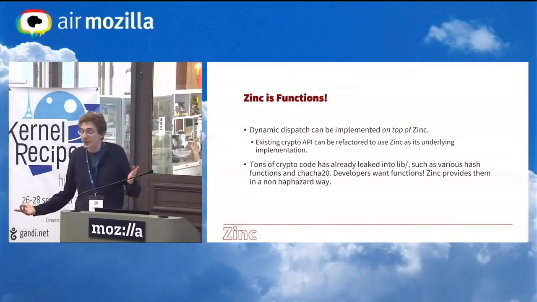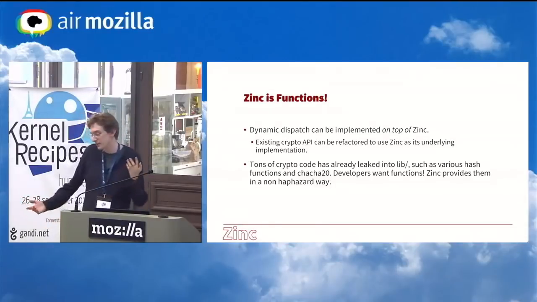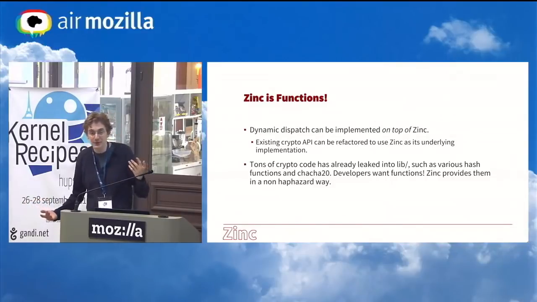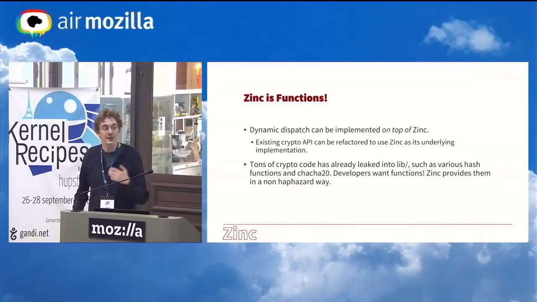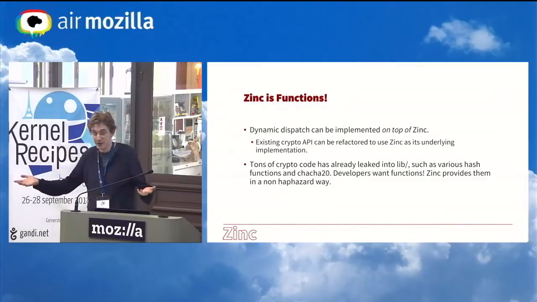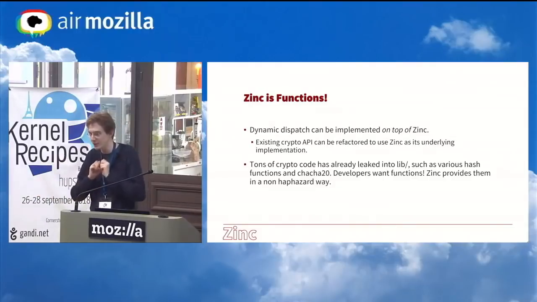But people might want dynamic dispatch. I mean, I don't really like cipher agility, but other people do, and there are existing systems that do have that, like dm-crypt and IPsec. You have plenty of good quasi-legitimate use cases for that. And so you could implement dynamic dispatch on top of Zinc, where depending on what the descriptor is, you call out to one of these functions.